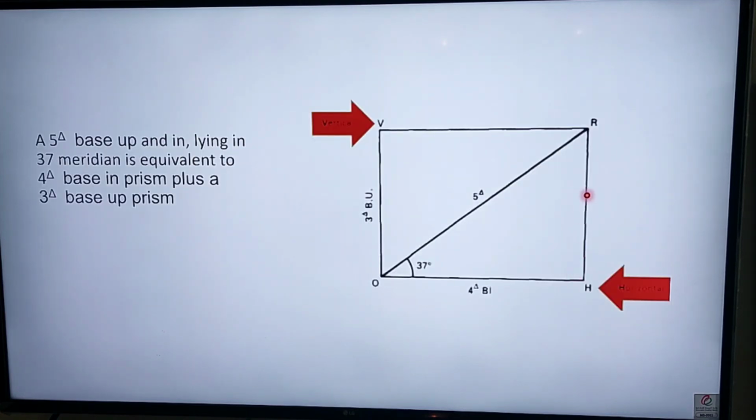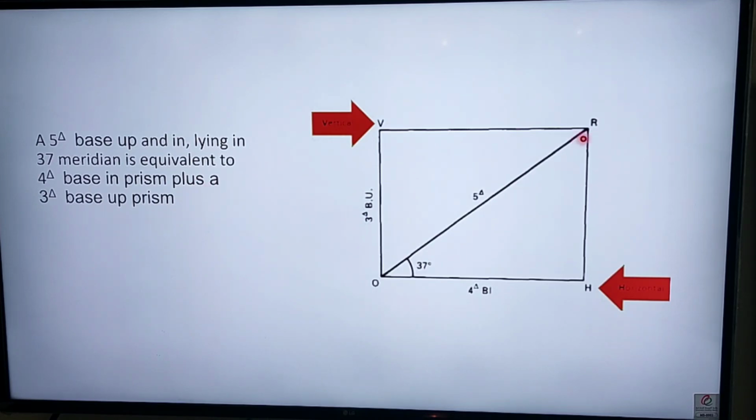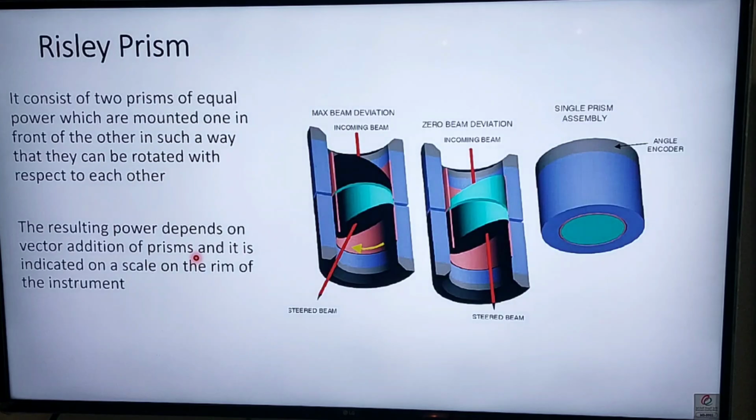So if you look over here, if you want this angle, you would take tan theta is equal to perpendicular over base, which is RH over OH. And if you need this value according to Pythagoras theorem, and if you still use this example, you would take 3 square plus 4 square and then take the square root. You'll get this value. Over here they have given an example: a 5 diopter base up prism lying at 37 degrees is equal to a 4 diopter base in prism plus a 3 diopter base up prism.